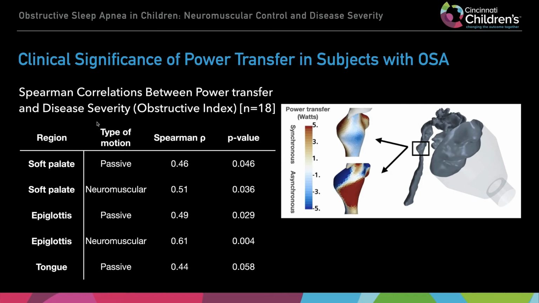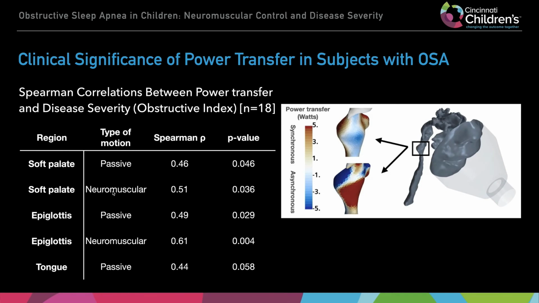Now, in sleep apnea, disease severity is measured by obstructive index. That's the number of times you stop breathing during sleep. So you might assume if you've got a really floppy soft palate that just collapses every time you breathe in because you've made a low pressure, that would correlate with having bad sleep apnea and a high OI. And yes, indeed it does. We saw that if you've got a really passive soft palate, you are more likely to have a high OI, bad disease severity. The same is true in the epiglottis.